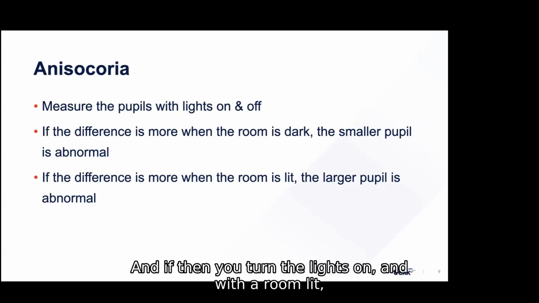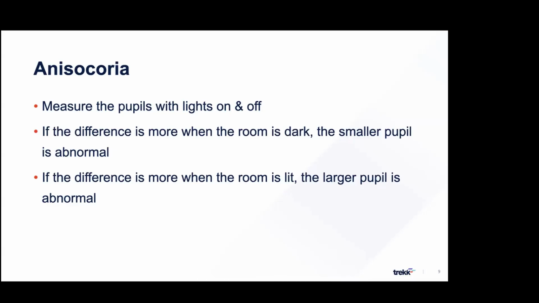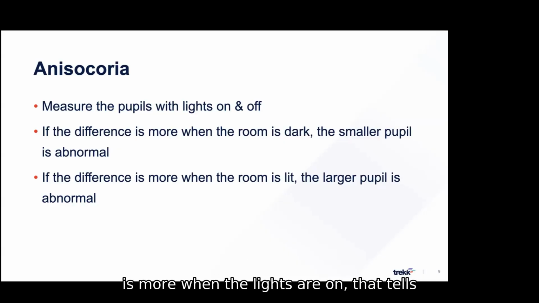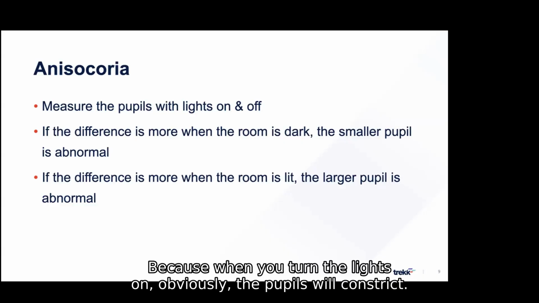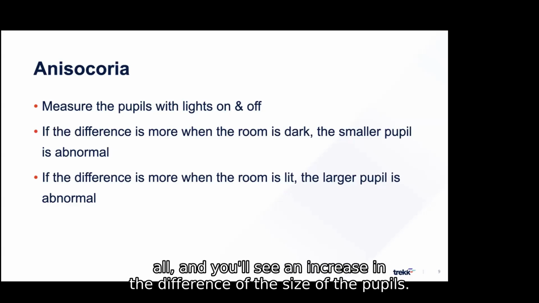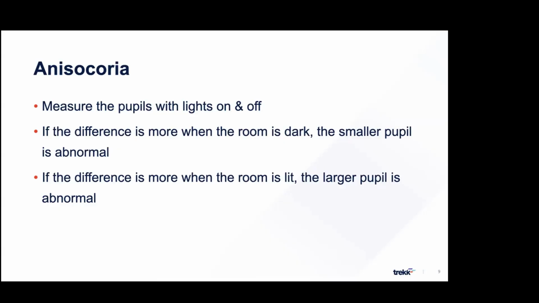And if with the room lit, the difference is more when the lights are on, that tells you that the larger pupil is abnormal. Because when you turn the lights on, obviously the pupils will constrict. So if the larger pupil is abnormal, it will barely or not constrict at all, and you'll see an increase in the difference of the size of the pupils.